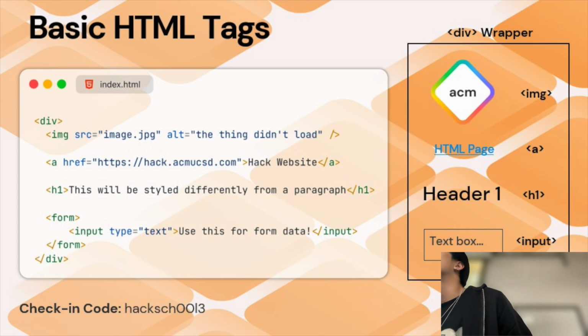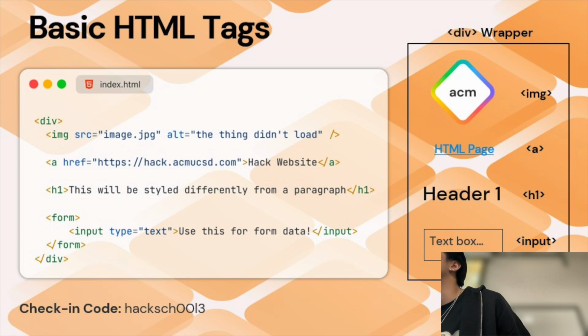The next tag we'll go over is the A tag. In the A tag, we have our href, which is our hyperlink. This allows us to have hyperlinks on our web page, and next to the hyperlink you can see the text that will show up. Next we have H1, which stands for header one. It's just the header tag, and it has a different styling compared to the P tag, which is the paragraph.